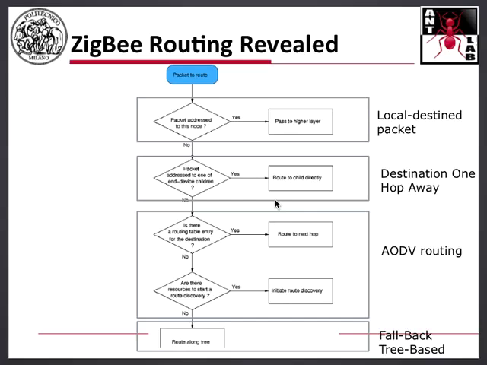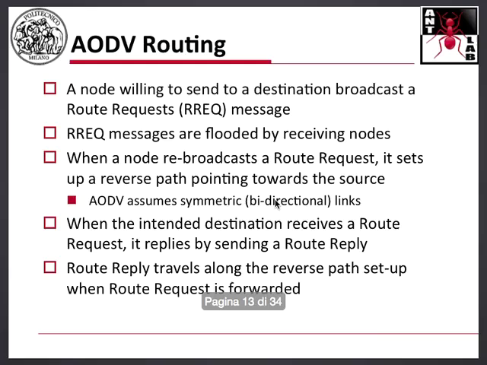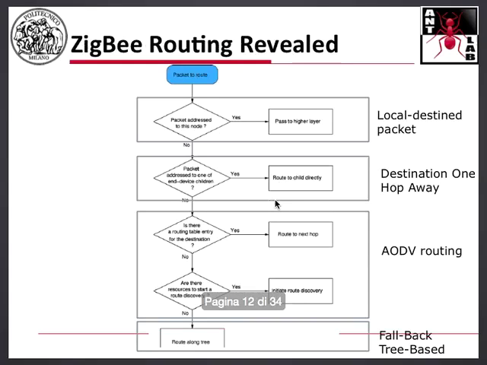Okay, so let's see how AODV works. What I'm going to do now is first give you the high-level concept of how AODV works, and then we go into the details on how this is implemented in ZigBee. Okay? So AODV stands for Ad Hoc On Demand Distance Vector.